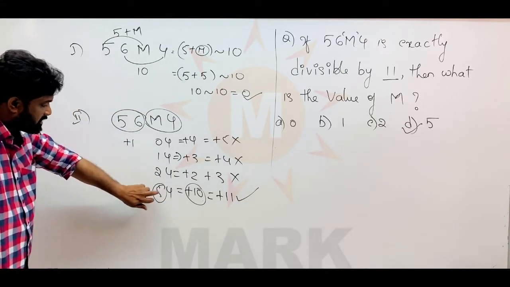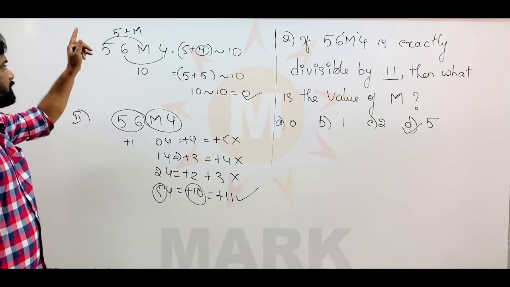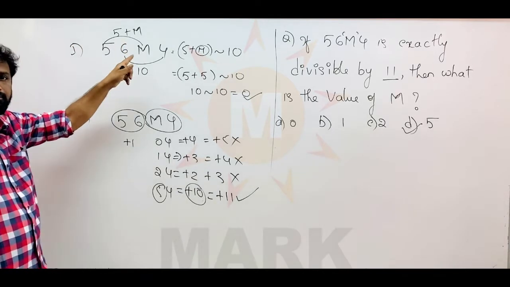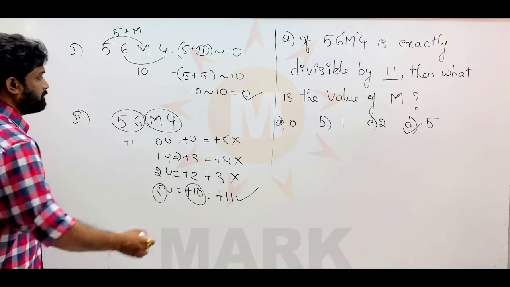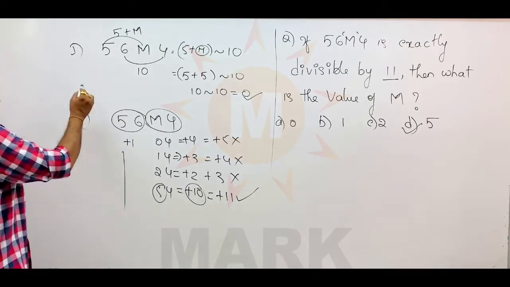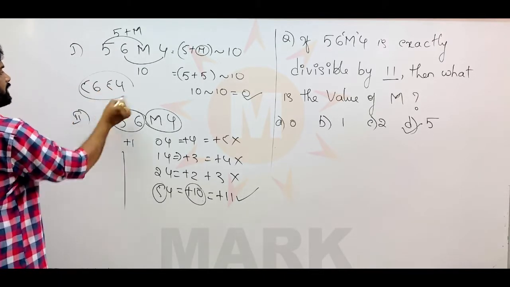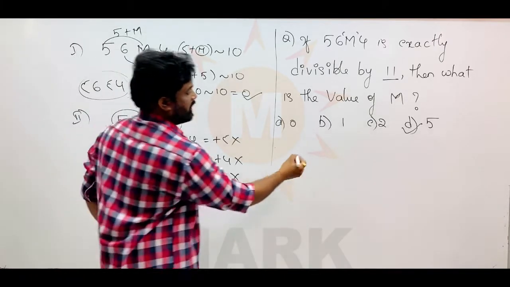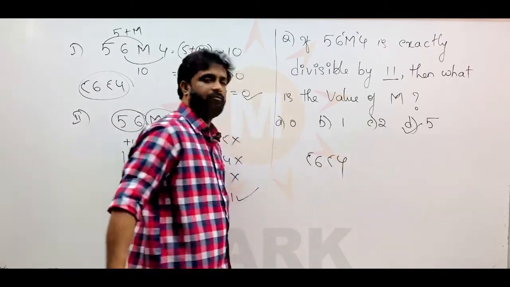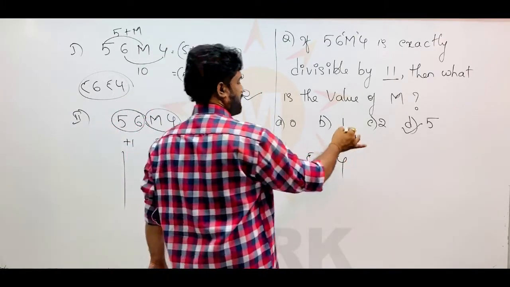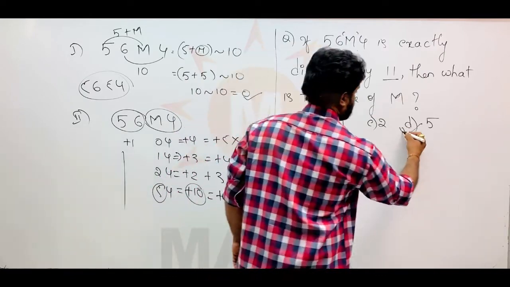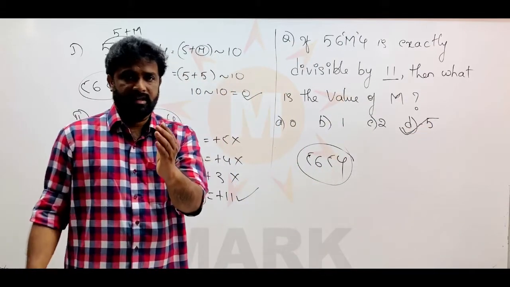So 5 will be the right choice here also. If I put 5 in the place of m, the whole number will become 5654, and that number is exactly divisible by 11. So option D, 5, is the correct answer.